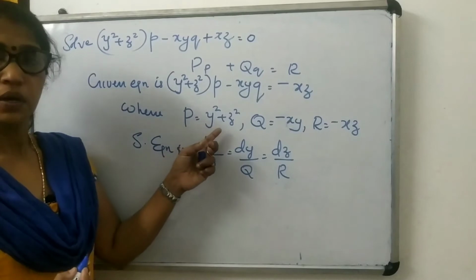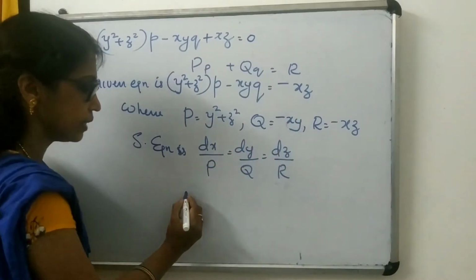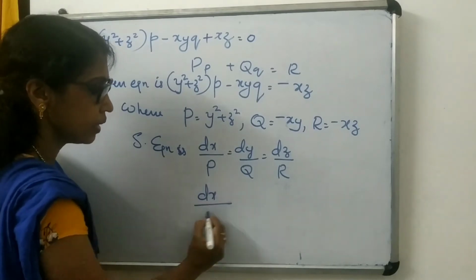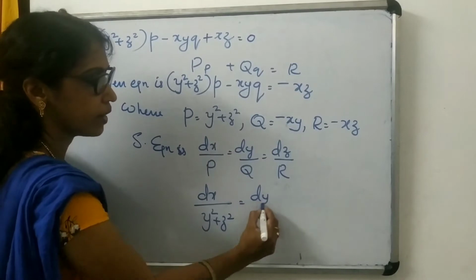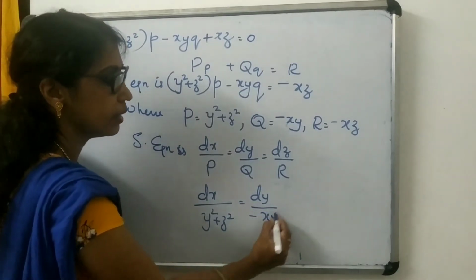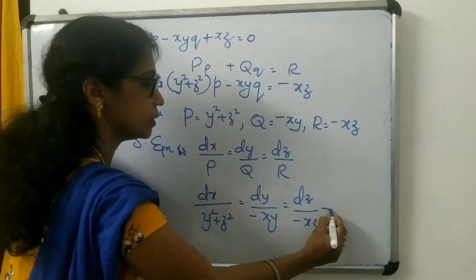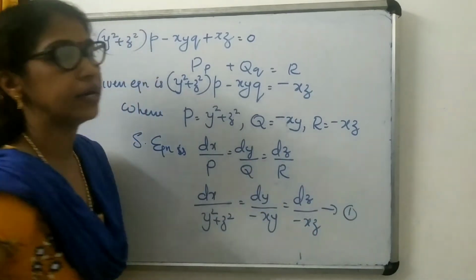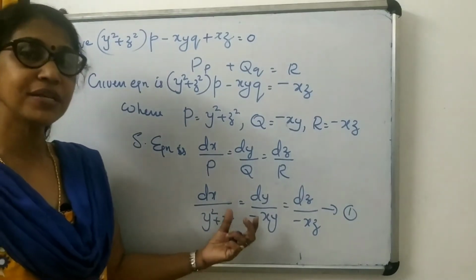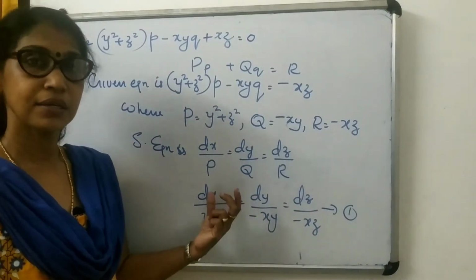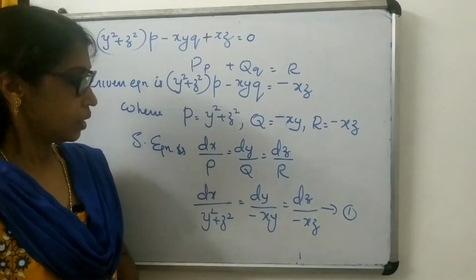Now P is equal to y² + z², Q and R. We are now writing dx/(y² + z²) = dy/(−xy) = dz/(−xz). This is equation number 1. Now we have to check which method can be used to find out the solution.